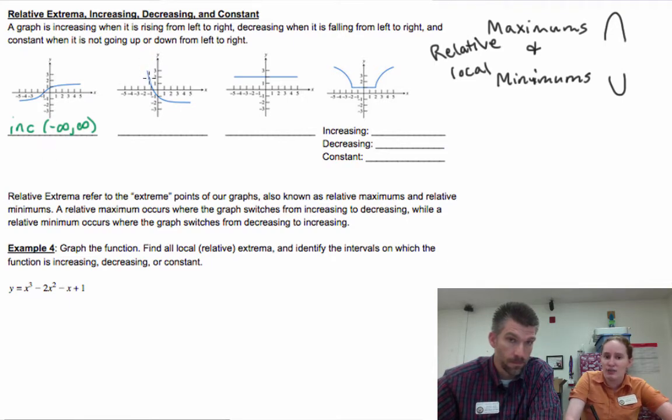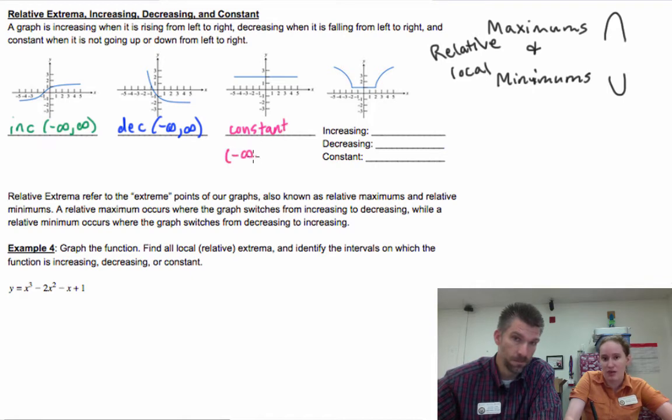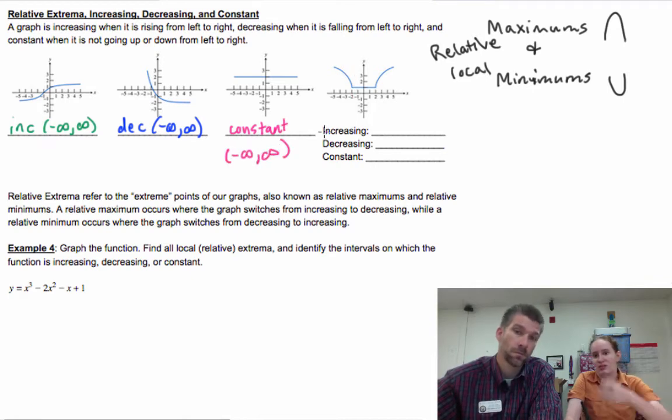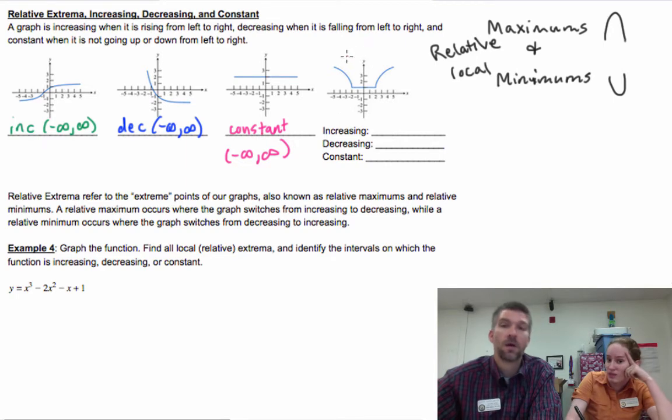Here, if I start here, I'm going down, falling the whole time, which means you're decreasing. This one, what am I doing? Pretty much you're constant. Yeah, because if I go from left to right, I'm not going up or down at all, the whole time. And this last one has all three. So from left to right.